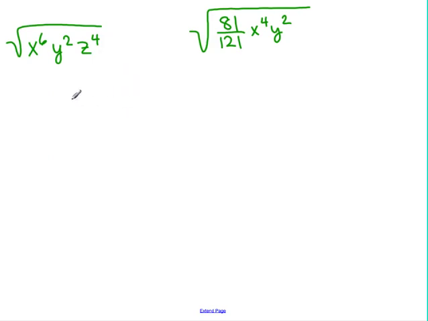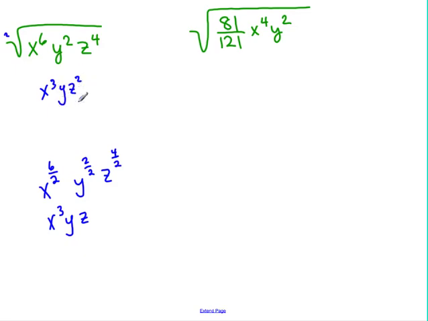Let's look at just two more examples. The square root on the outside, just another way to think about this, is kind of like a division sign. So if I have x to the sixth, I can think of it as 6 over 2. So this becomes just x to the third on the outside. Another way to think of this is this would be y squared over 2. So that would just be y on the outside. This would be z to the fourth over 2. And that would just give me z squared. So this final answer here would be x cubed y z squared. I don't know why I didn't write the z squared there, but there it is.